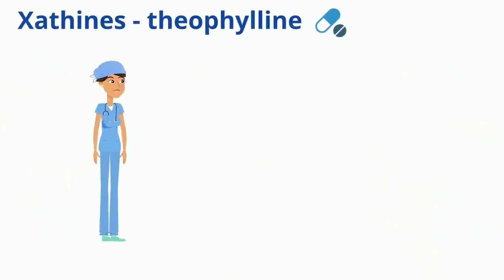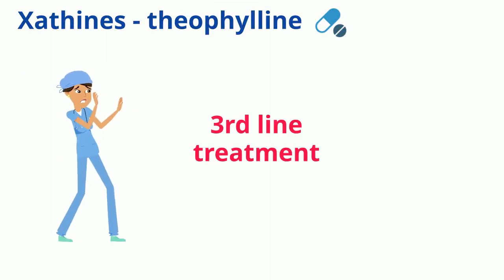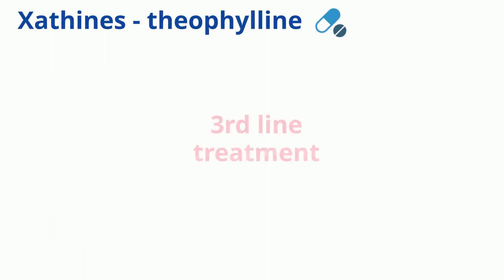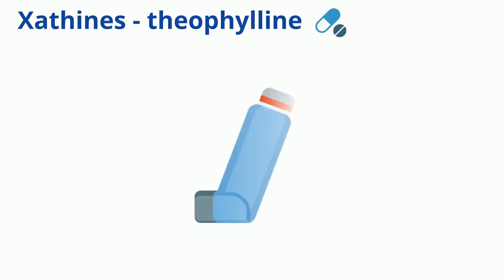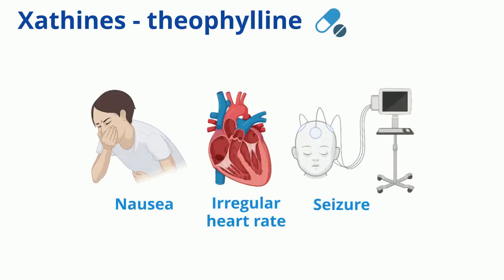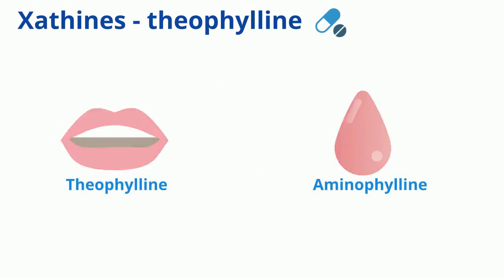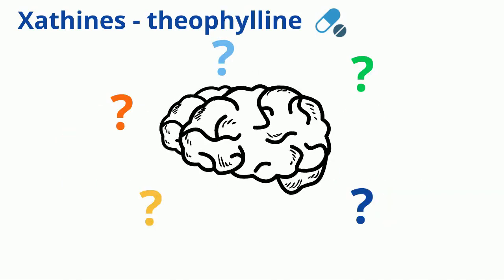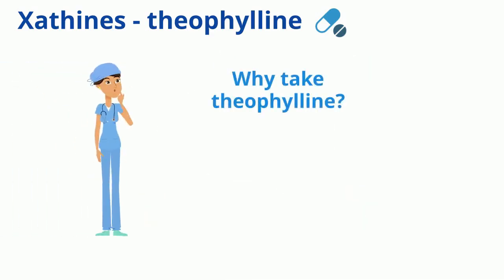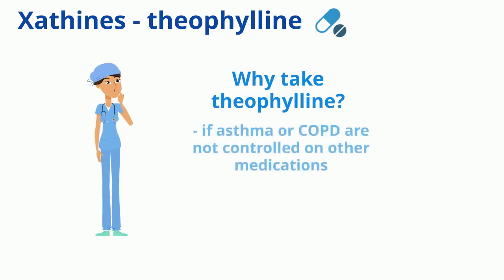The xanthine derivative theophylline is usually considered the third-line treatment for asthma and COPD as it performs the same effect as beta-2 agonists but requires a high dosage, which is associated with severe side effects. Unlike anticholinergics and beta-2 agonists, Josh would take theophylline orally through a tablet or intravenously in its salt form aminophylline. There have been many theorized mechanisms for how theophylline causes bronchodilation, but none have been proven. Theophylline may be administered as an additional bronchodilator if asthma or COPD are not controlled on other medications.